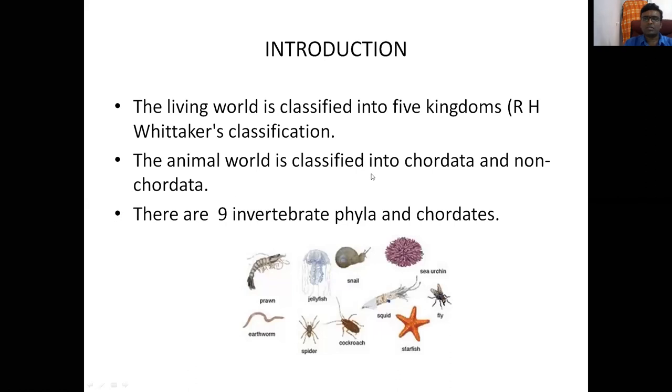Right. So in the five kingdom classification of Whittaker, there is kingdom Animalia. The kingdom Animalia has been further divided into the chordates and non-chordates. Correct? Now, the non-chordates are the invertebrate phyla, if you remember. So how many are there? So as I have shown here, there are 9 invertebrate phyla and there is phylum Chordata.